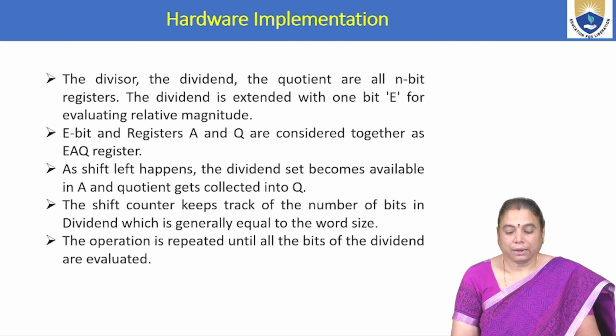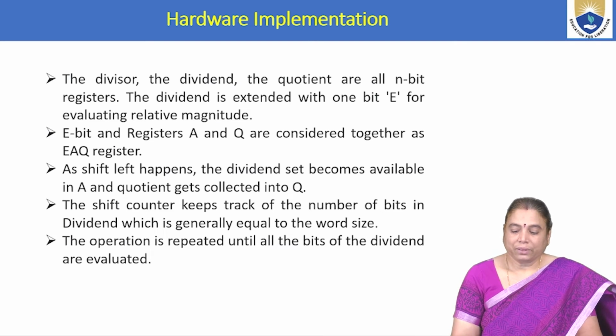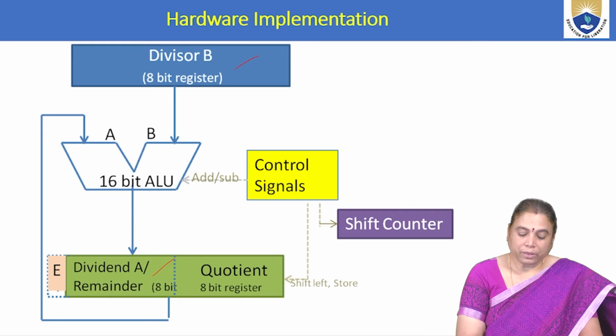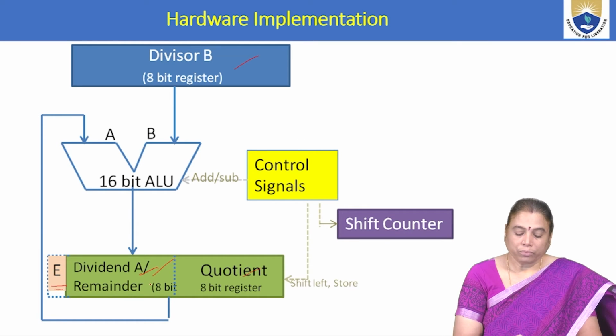The divisor, the dividend and quotient are all n-bit registers. The dividend is extended with a 1-bit E for evaluating relative magnitude. E bit and the register A and Q are considered together as the EAQ register. So while performing the shift operation, these 3, flip-flop E, register A and Q, can all be considered.